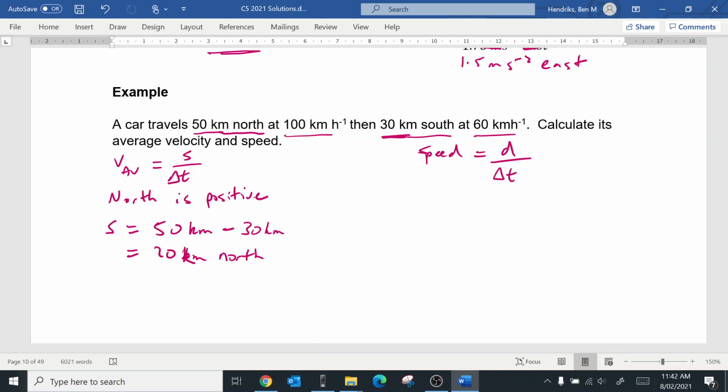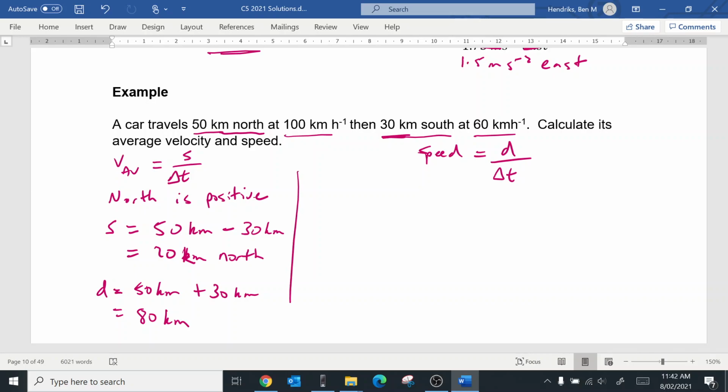All right, so our distance, D, is equal to simply 50 kilometers plus 30 kilometers. So all in all, they have travelled 80 kilometers. Remember, with distance, the direction is not important. It's just how far they've gone. So 80 kilometers is the distance.